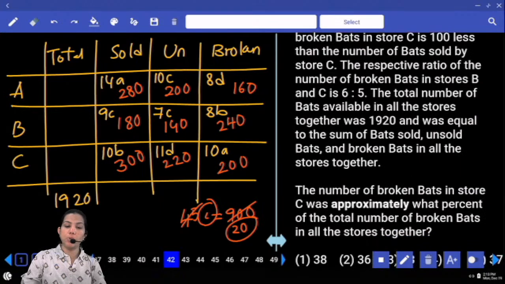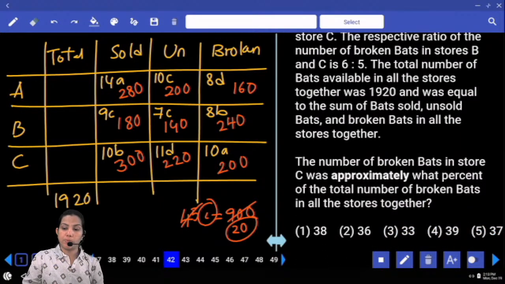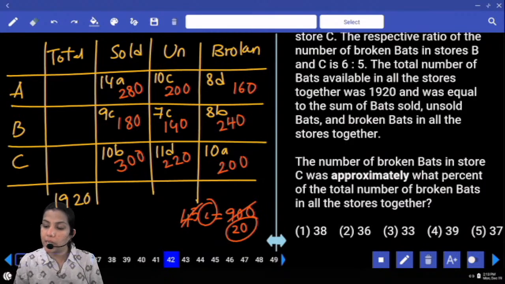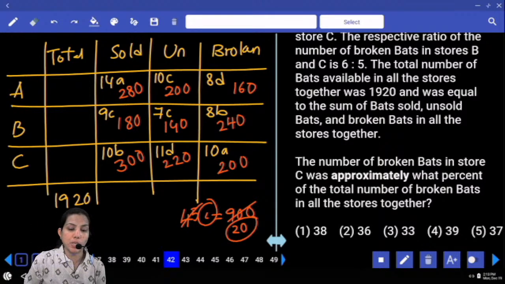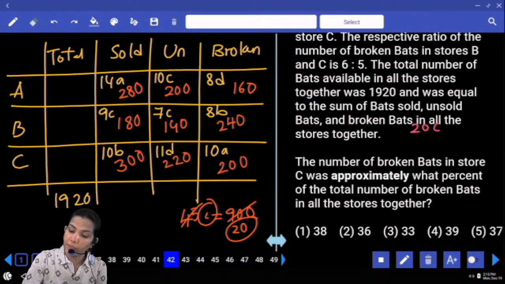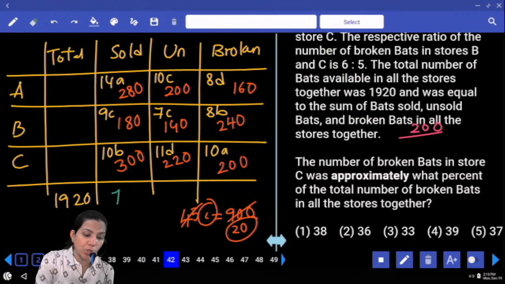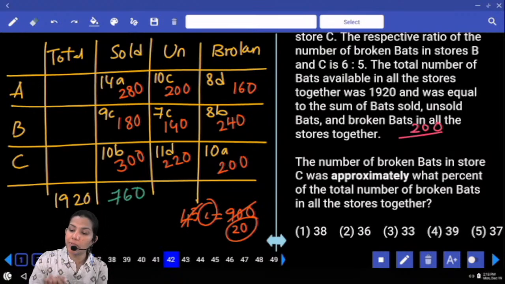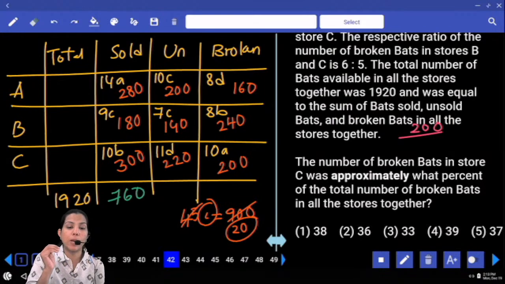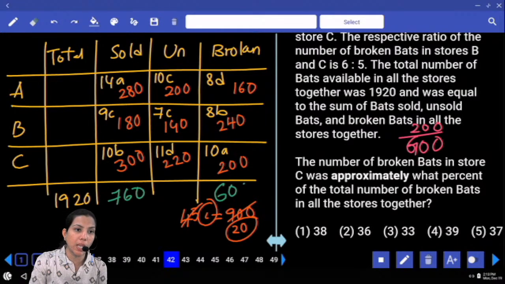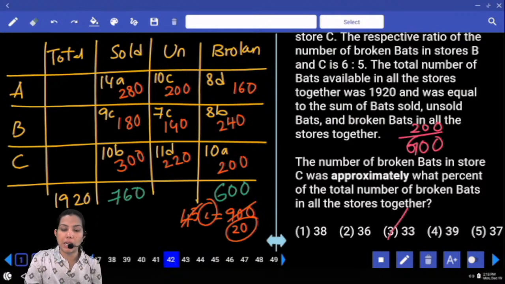Next question number 42. The number of broken bats in store C was 200. It is approximately what percentage of the total number of broken bats in all the stores together? Earlier we computed sold, what was the total? 760. Same as it is, what is the total number of broken bats? 160, 240, 400 plus 300, 600. Okay, 600. 200 by 600 means 1 by 3. 1 by 3 means 33 and 1 by 3 percentage. Third option. Third option is the answer.